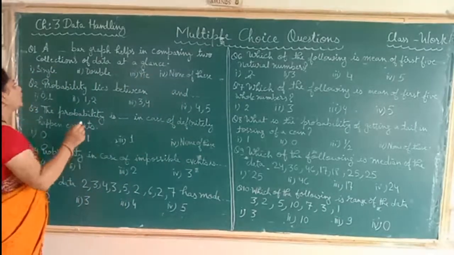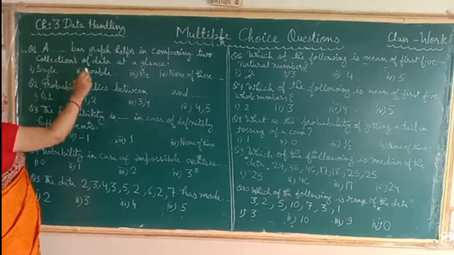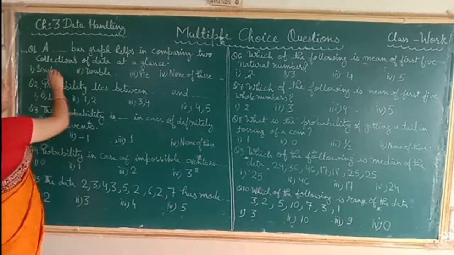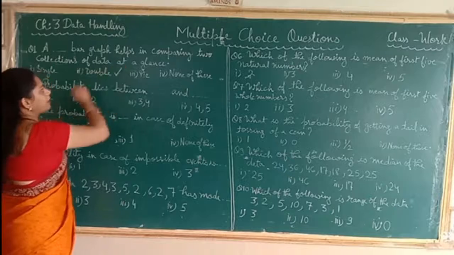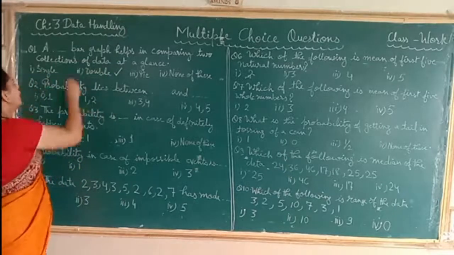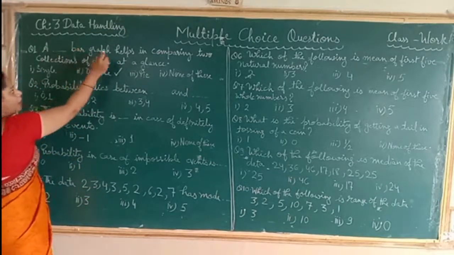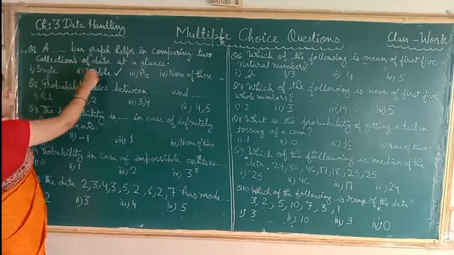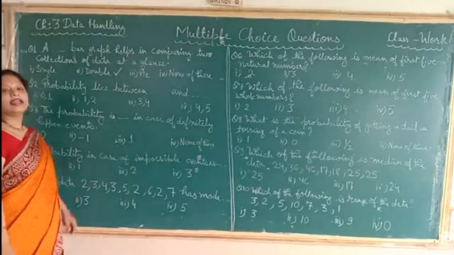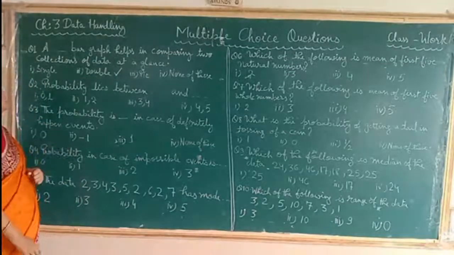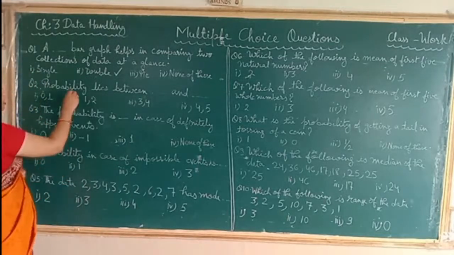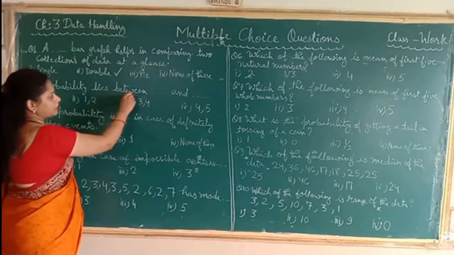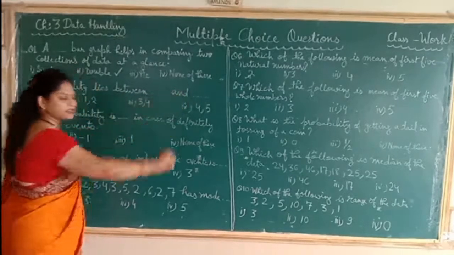So we know it very well. For comparison of two data sets, we have to use a double bar graph. So the answer is: a double bar graph helps in comparing two collections of data at a glance. It is your question number 1. Now question number 2. Probability lies between dash and dash.